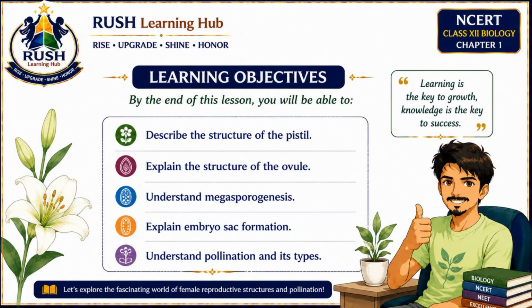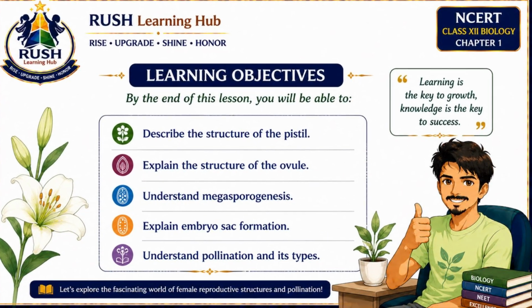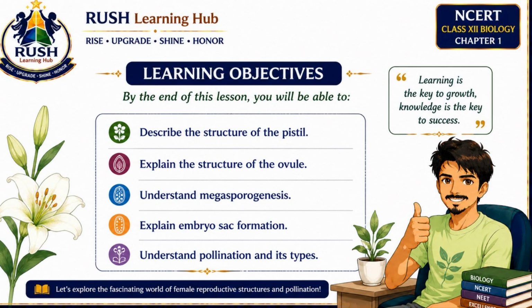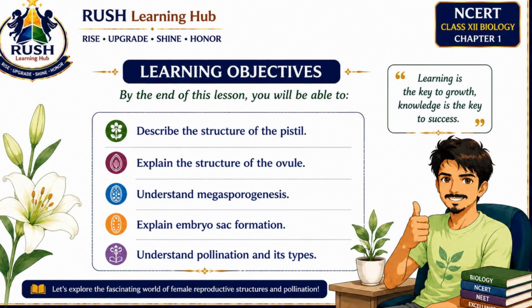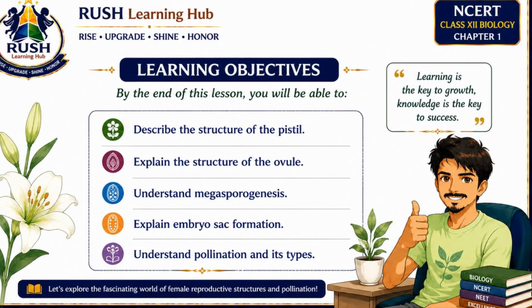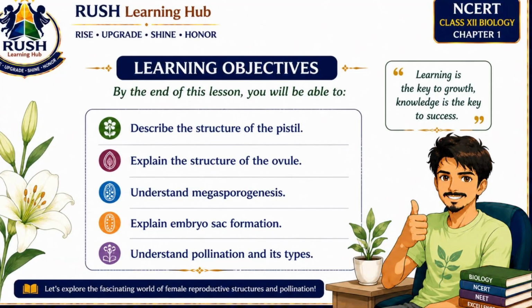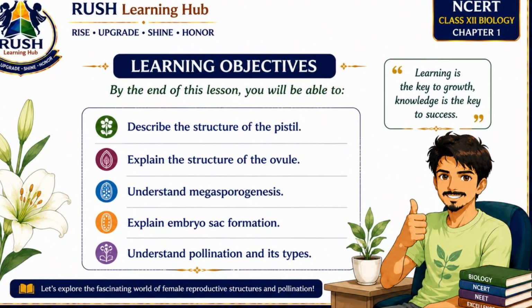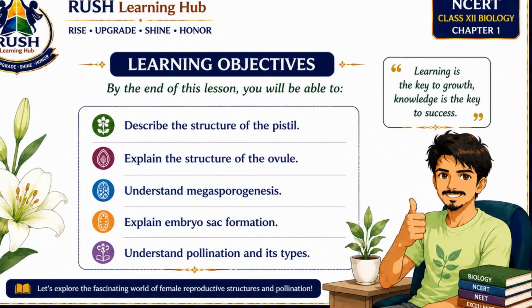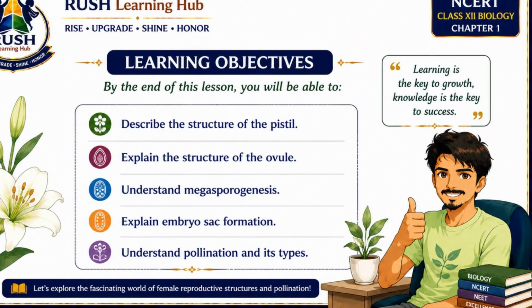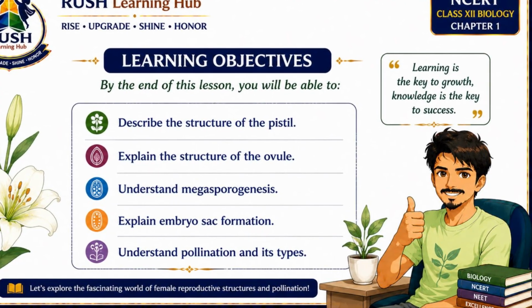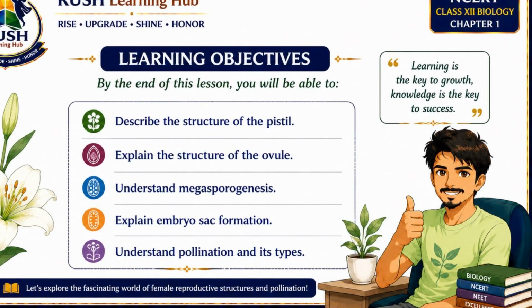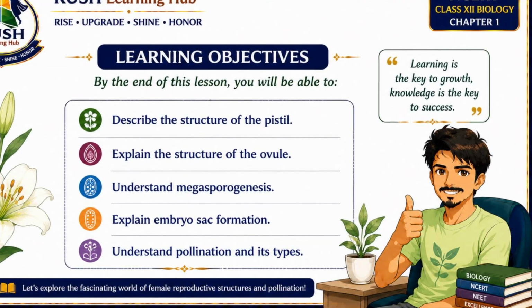By the end of this lesson, you will be able to understand the structure of the pistil and ovule, explain the process of megasporogenesis and the development of the embryo sac, and learn about pollination and its different types. These concepts will help us understand how the female reproductive system of flowering plants prepares for fertilization.